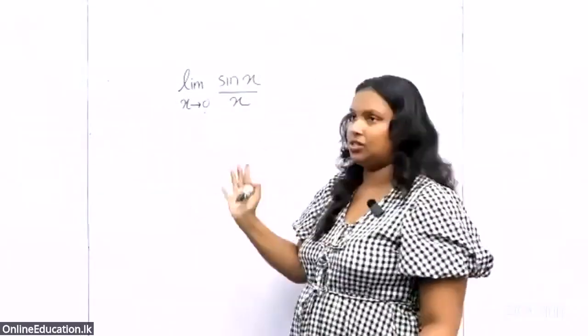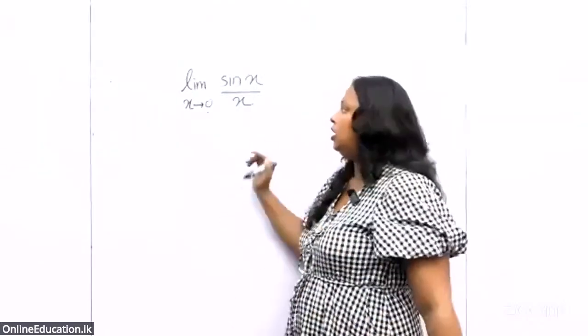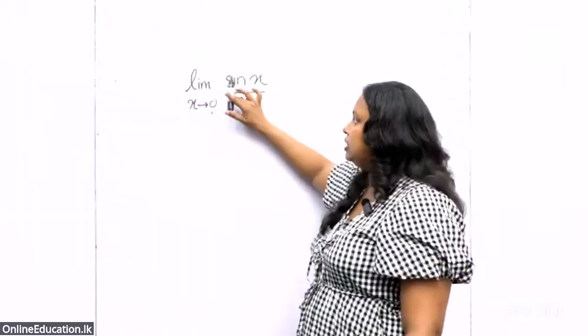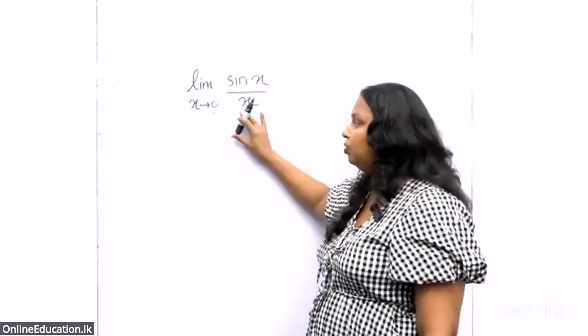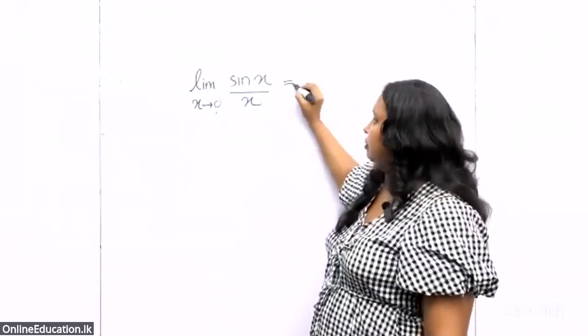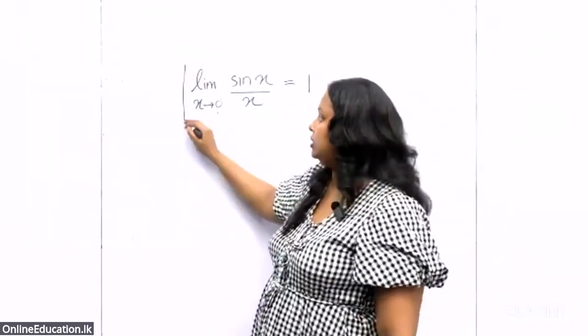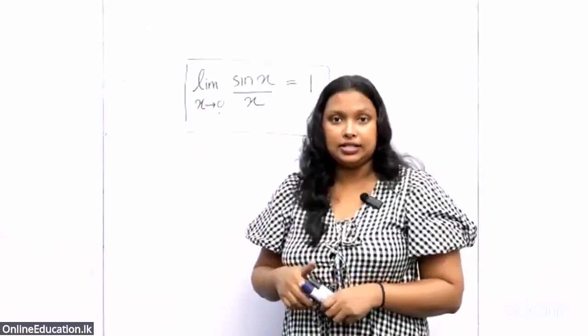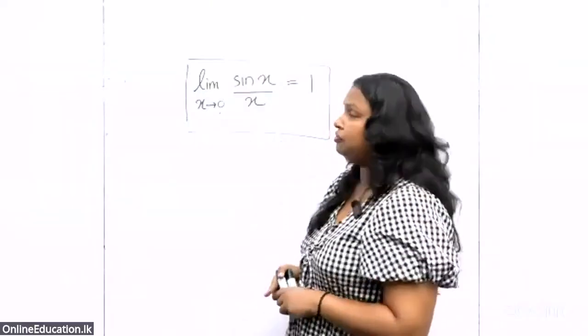As this is a revision session, I'm not going to discuss the theory parts. We have discussed them in the class. Limits of sine x over x when x tends to 0, the answer will be 1. So if you have this format, then you can get the answer as 1. What do I mean by the format?